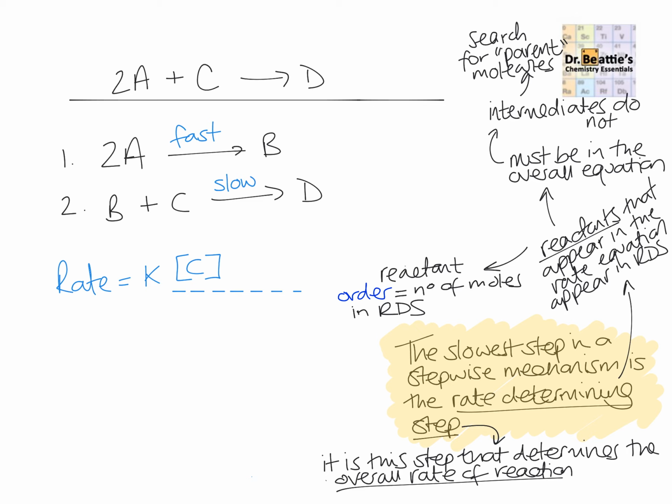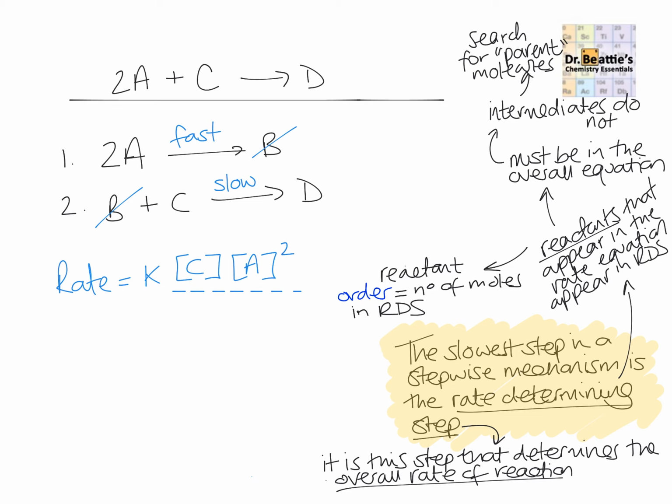So if we look backwards, and we could tell it was an intermediate because it was both created and used up, we can see that that is formed by 2 A's colliding. So using that and the fact that A appears in the overall equation, and the fact that it took 2 molecules of A to create B, means it's going to be second order.